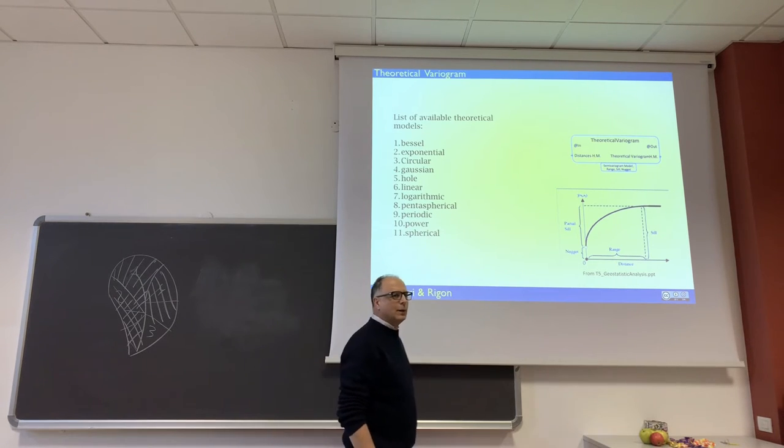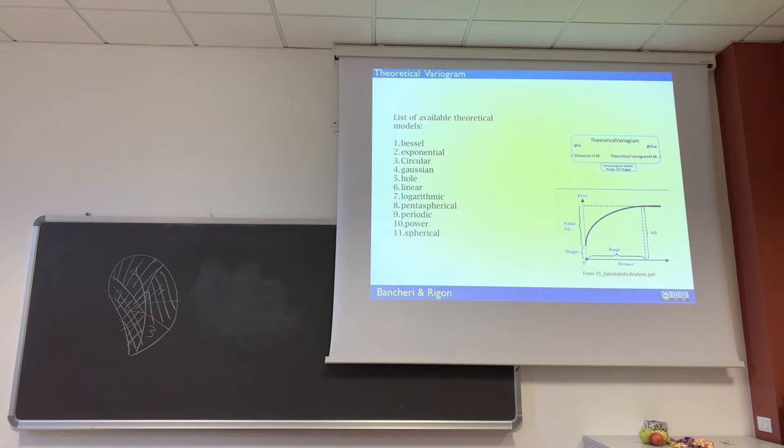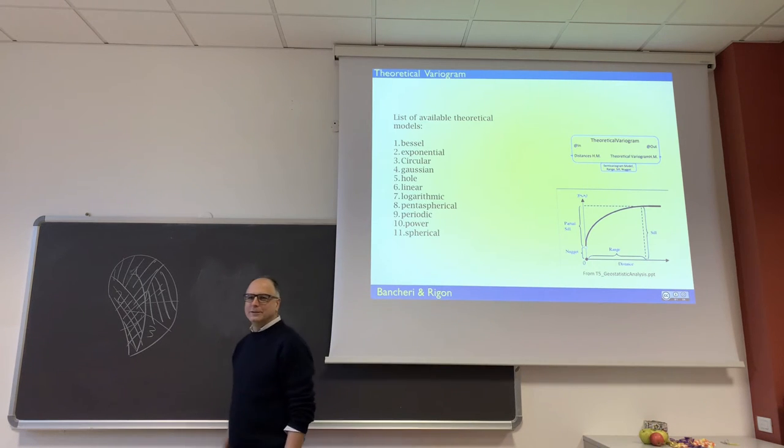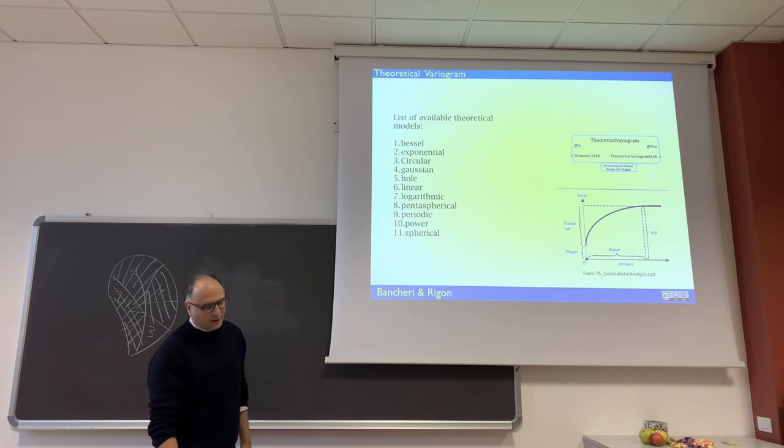How many models do we have? Those ones. 11. Bessel, exponential is the one you mostly use. Circular, Gaussian. Yes, that is the Gaussian. Hole, linear, logarithmic, pentaspherical, periodic, power, spherical. My guys usually like Bessel because it has a lot of parameters, and so it is quite flexible.